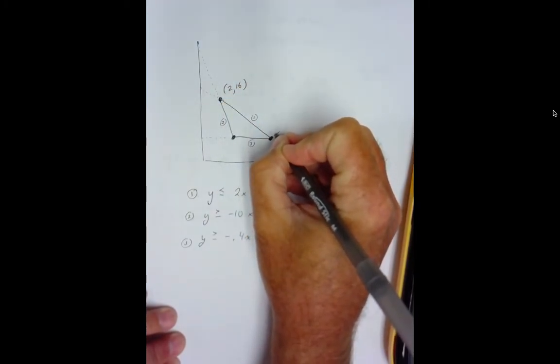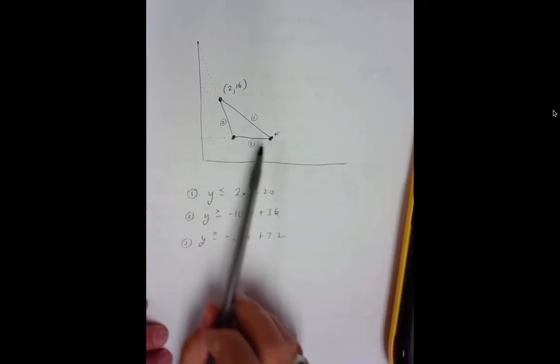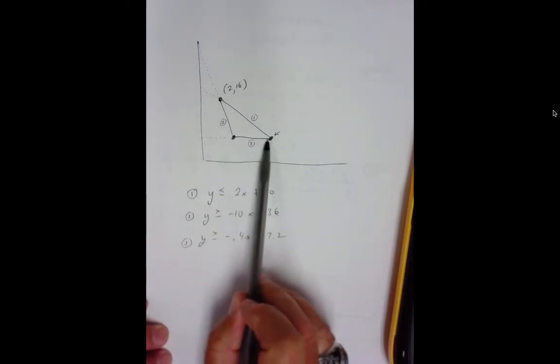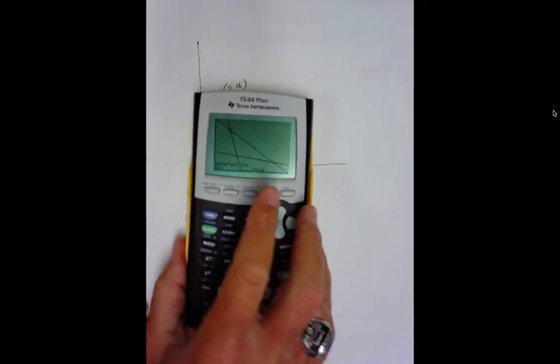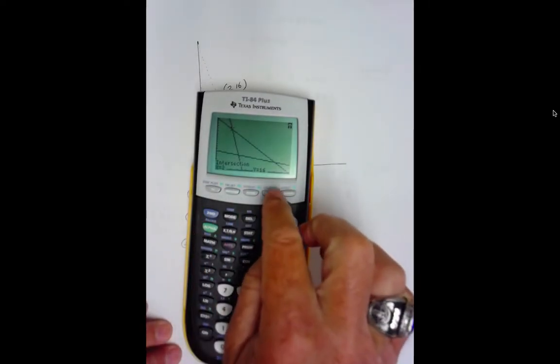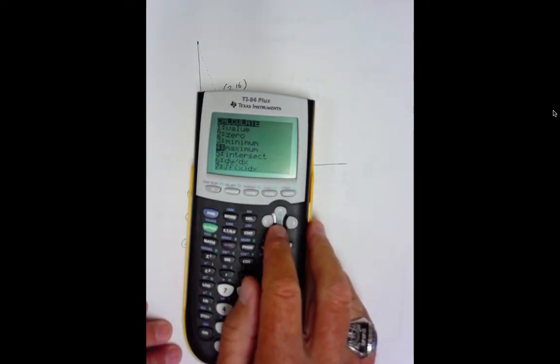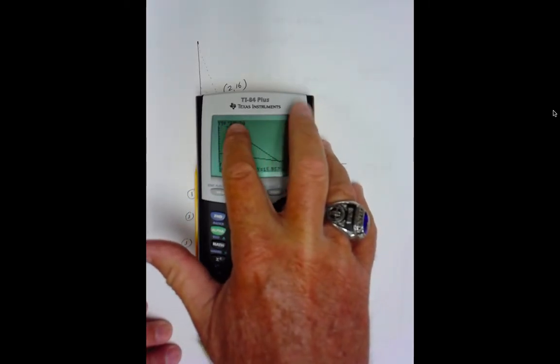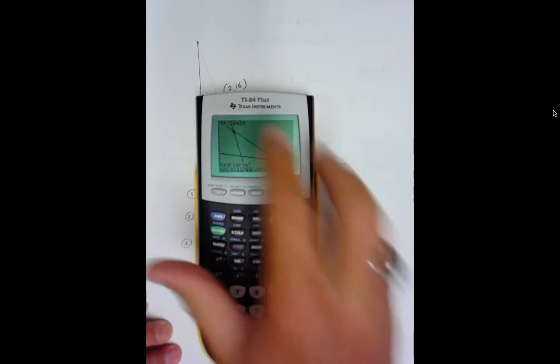Now I'm going to focus on this one right here. So the lines I'm looking for here are the one with the 20, the 3, the one with the 7.2. Same thing, calc, intersect. So is that one? I need the 20 and the 7.2. So that's it, I'm going to select it.